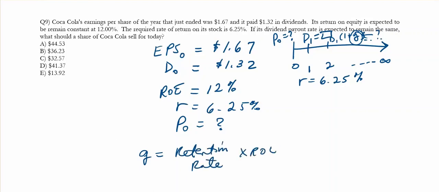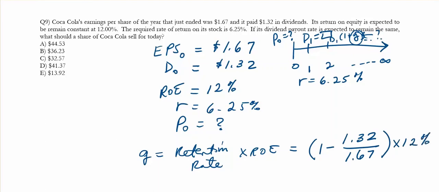times ROE. Now we can find out what the retention rate is by doing 1 minus the dividend payout rate. Well, the dividend payout rate from the last year was $1.32 over $1.67. And we're going to assume a constant return on equity of 12%. So let me just highlight that. This here is the dividend payout rate, and this whole thing is the retention rate.